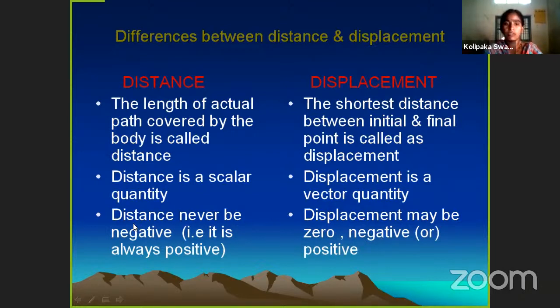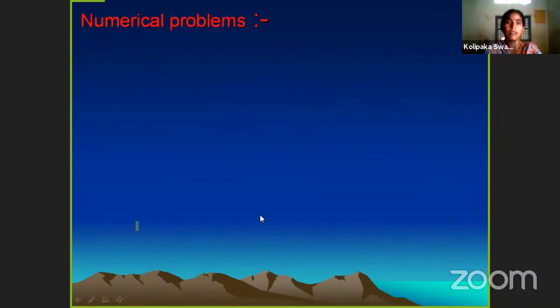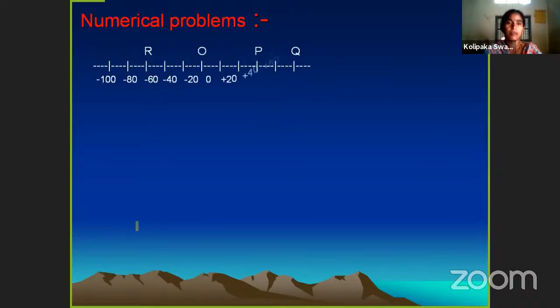So, we know the distance value can never be negative, and the displacement value is either 0, negative or positive. To understand this statement, we will discuss some numerical problems. See, children. Here, look at the scale, observe the scale.